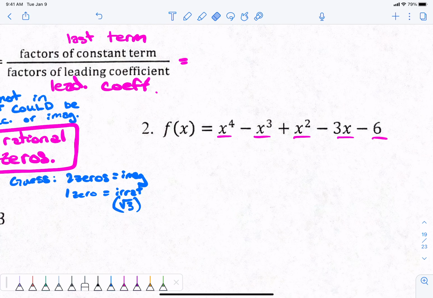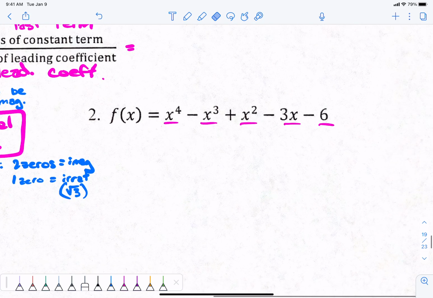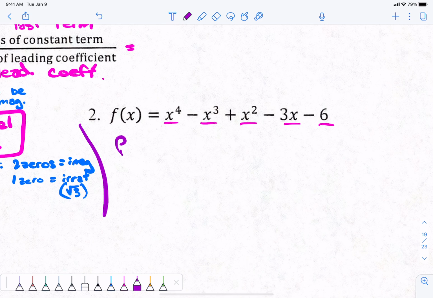Okay, number 2. Let's do this one. Here we go. What's P? 6. -6. Well, yeah. No matter what, you're going to end up listing the pluses and minuses. So -6, +1, those are my P's and Q's.